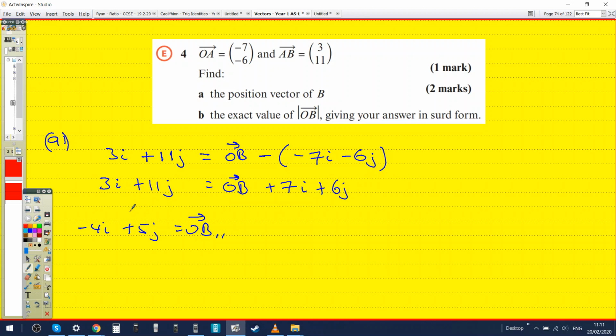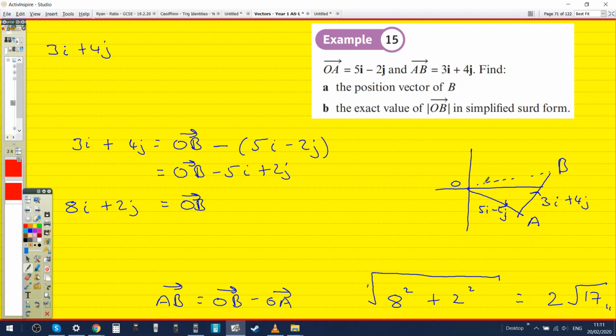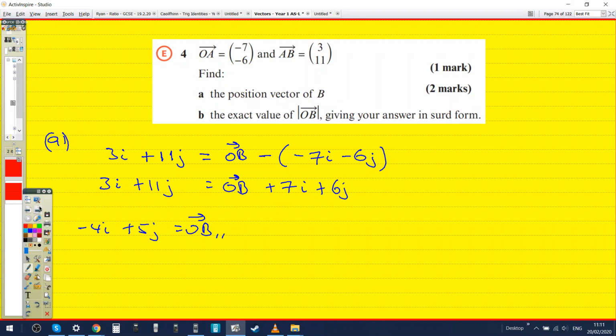Before we look at anything else, using this little diagram, I found there's actually a much easier way. So O to B is the same as O to A and then A to B, so you can just directly add them. O to A to B, okay. If you go from O to A and then A to B, that's the same as going from O directly to B. And so -7 plus 3 is -4, and -6 plus 11 is +5. So that makes things easier. What would you do for B?